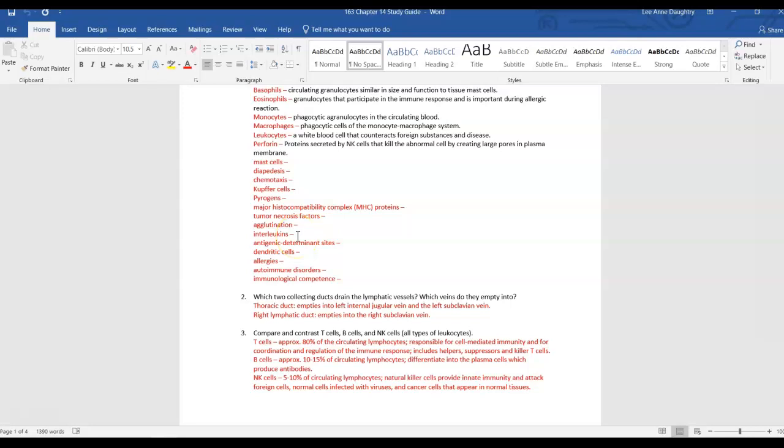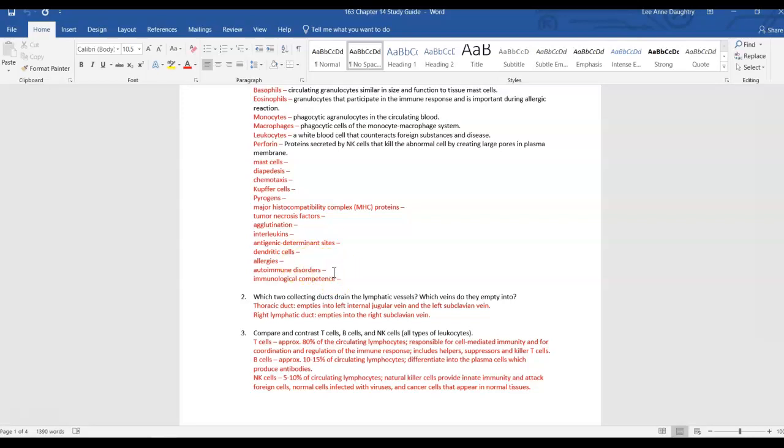Interleukins are chemicals that are released that will draw the immune system to that site. I think they're also involved in virus infections. Antigenic determinant site is the place on the antigen that is recognized by the immune system. Dendritic cells are cells of the immune system that are found in the skin, the dermis of the skin. And then allergies are like an overreaction to the inflammatory response, or an overreaction to some type of pathogen, even if it's harmless.